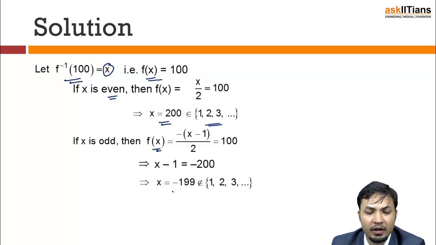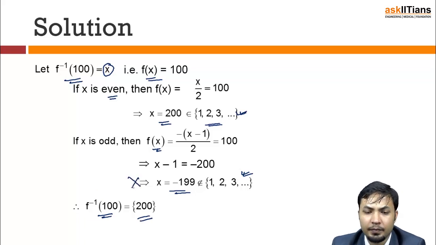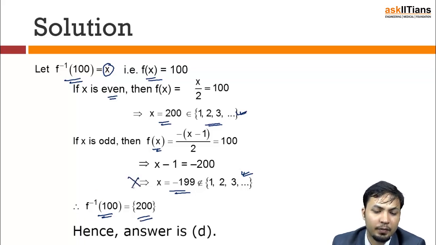In that case also I will have a situation where it belongs in the given condition, but for this case the value of x does not satisfy the given domain, that is the positive real numbers. Therefore f inverse of 100 is equal to 200 and not this. Okay, so my answer over here will be D.